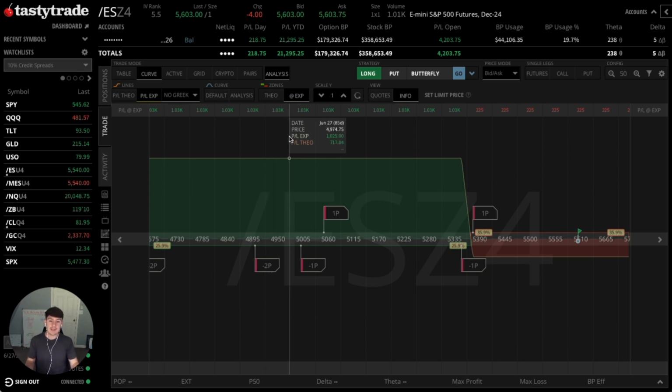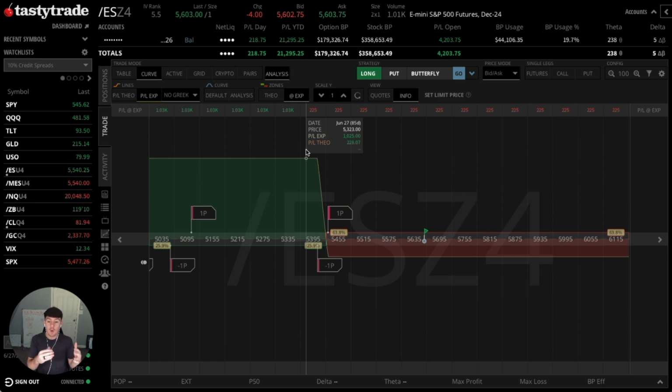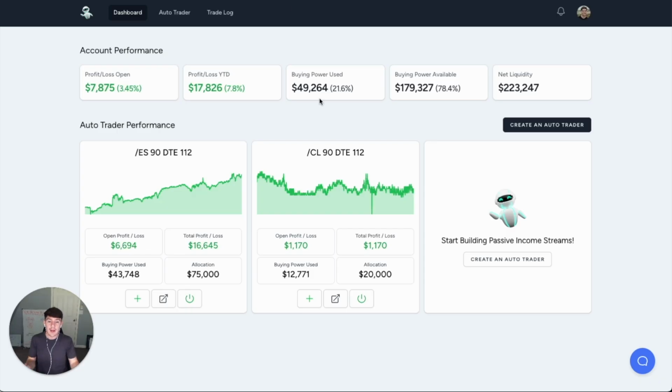But the real thing is here, you may be saying, Austin, I don't have time to manage these trades. I don't want to actually convert it because then I have to close certain orders and all that stuff. Yeah, it's complicated. But if you use this tool that I created called the Options Auto Trader, you can actually create an automation for your 112.